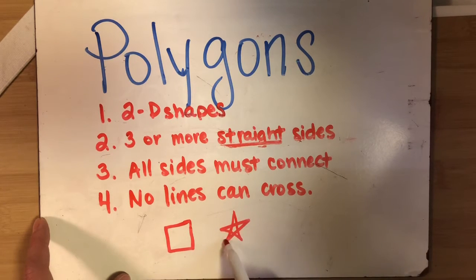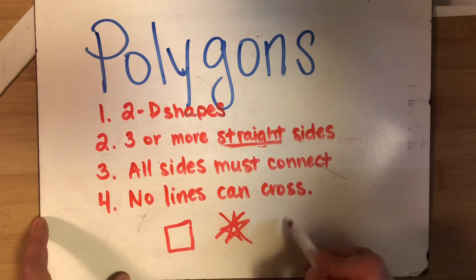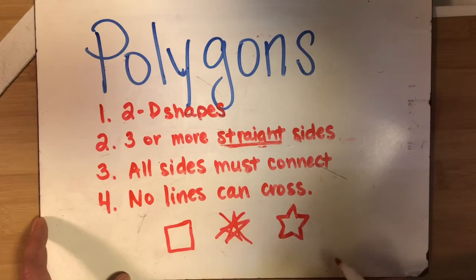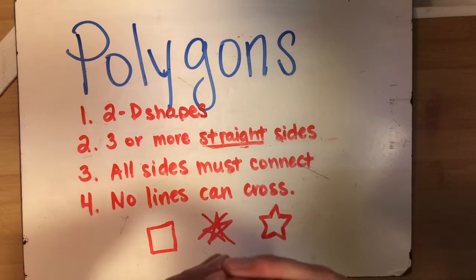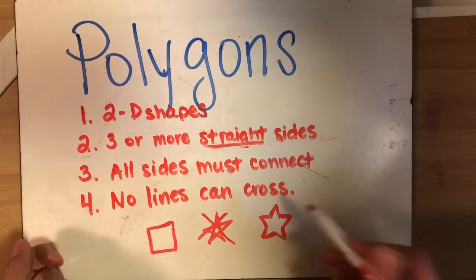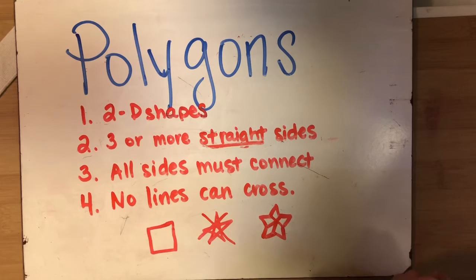So a star. A star like this, not a polygon because I have those lines that are crossing in there. So a star, not a polygon. But if I had a star like this, that star would be a polygon because the lines don't cross each other. They just come together and connect. But if they cross each other, if they went like this or any other way, that is no longer a polygon.